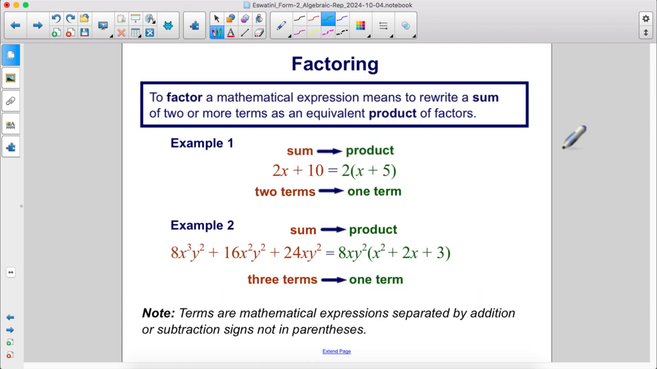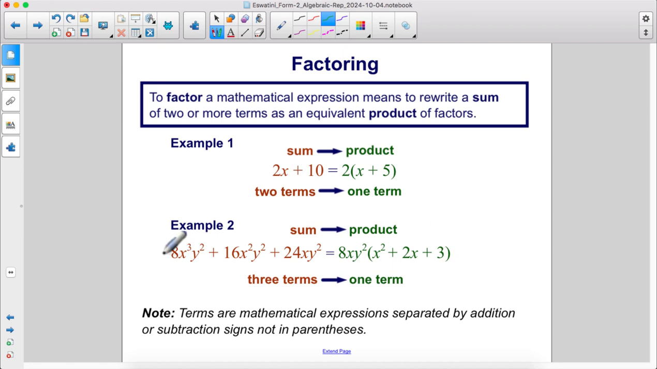To factor a mathematical expression means to rewrite a sum of two or more terms as an equivalent product of factors. So in example 1, 2x plus 10 is two terms, but we could turn it into one term by just factoring out that 2. 2 times x plus 5.